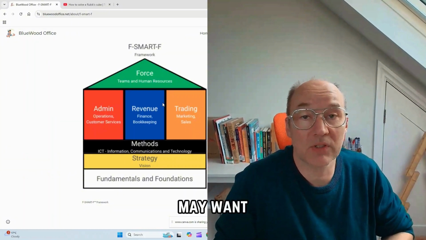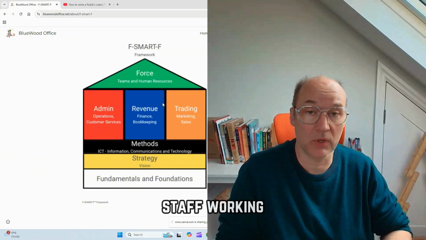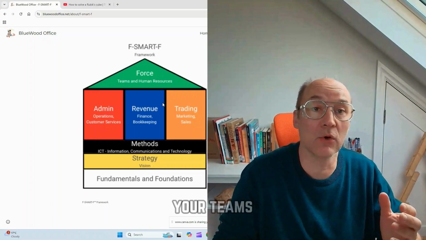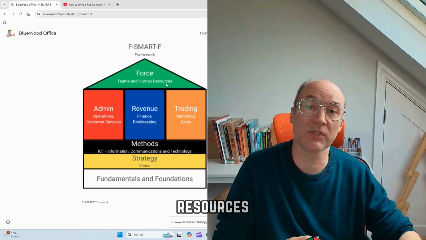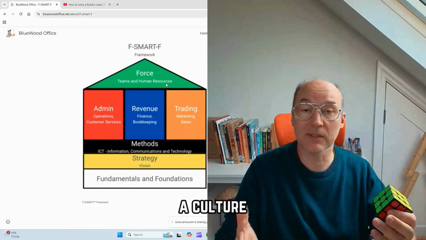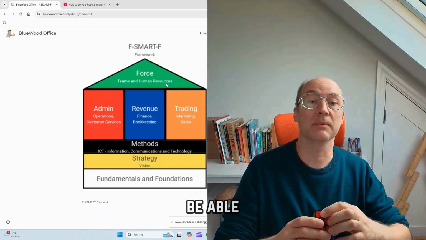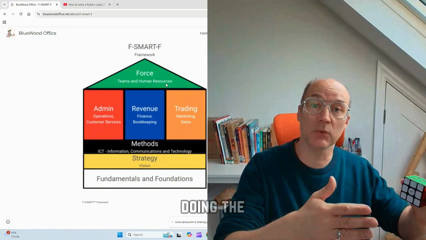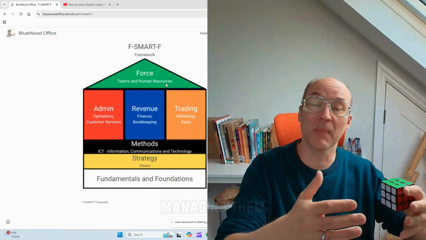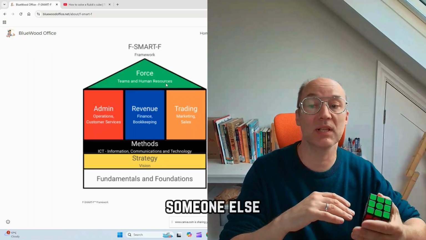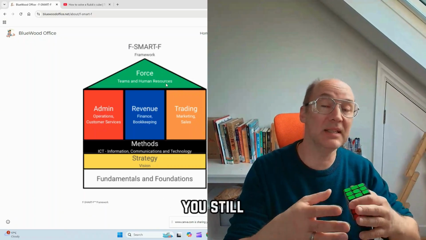Then you may want to grow the business. You may want to have some staff working for you, and you want to have a team. That's your green, and that is your teams and human resources. So if you've got a team and you want to create a culture, people you work with, you want to be able to grow it and be able to have them doing the field services and you managing them, or them managing your books, or someone else managing your admin stuff. You still need a team.